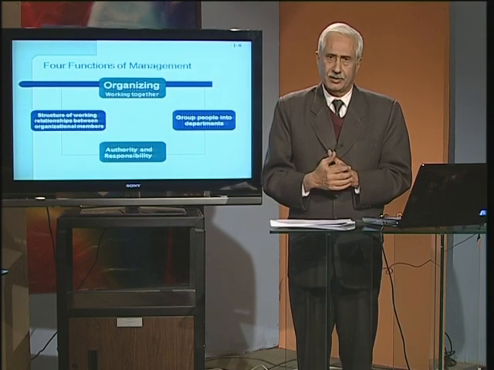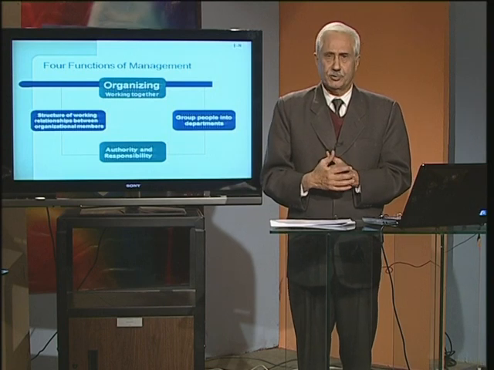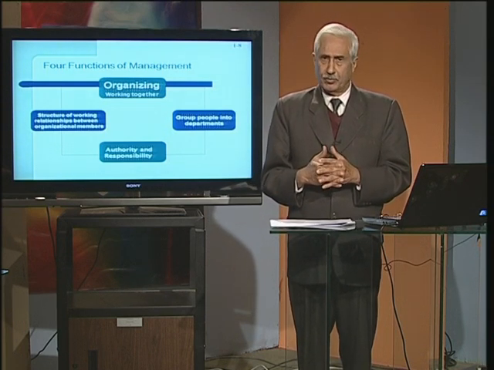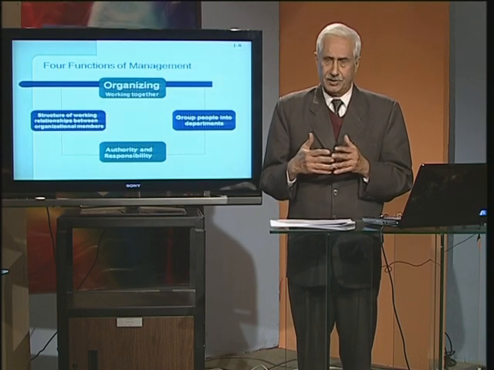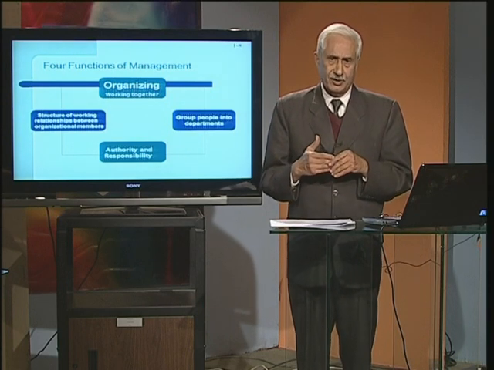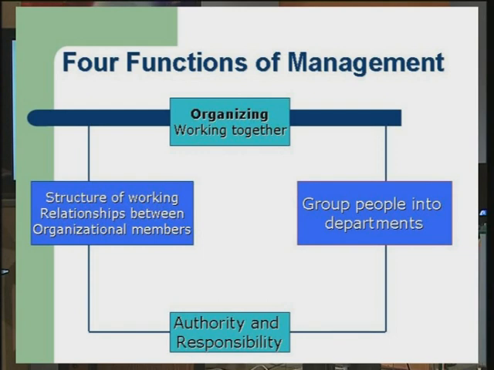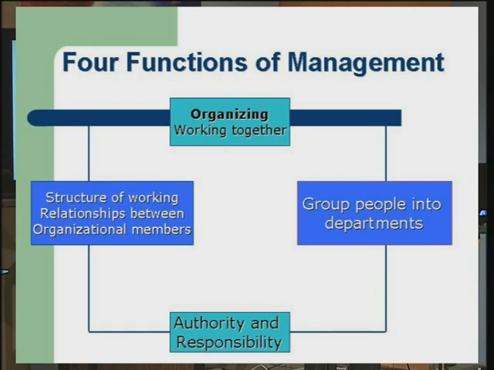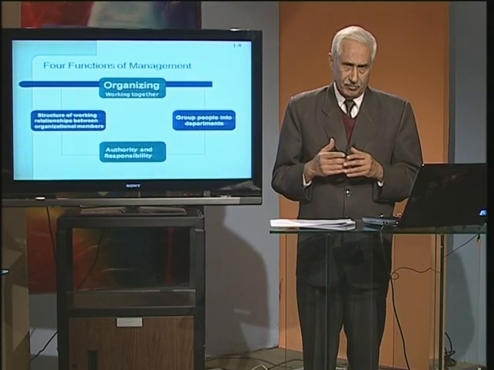And if we have created departments or units and subunits in the factory or in the organization, we have to group people for maximum efficiency. That is, we could achieve our goals with the least cost and with optimum use of resources. So people have to be organized for working together. The structure of working relationships between organizational members is determined by the manager, and he organizes the groups and teams accordingly. And this also naturally leads to a delegation of authority and also defining responsibility at various levels.